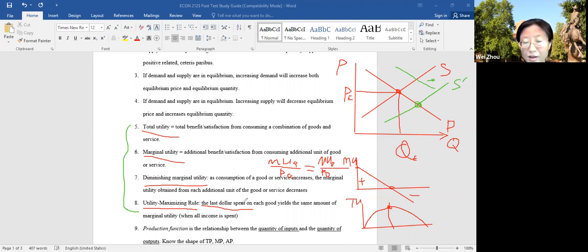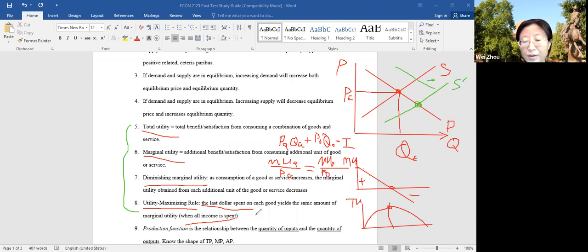And of course, you have to make sure you stay in budget, okay? Which is price of apple times how many apples you consume plus price of orange times how many oranges you consume must be equal to your budget, okay? So that is all we discussed in that section regarding how consumers make the optimal choices, okay?